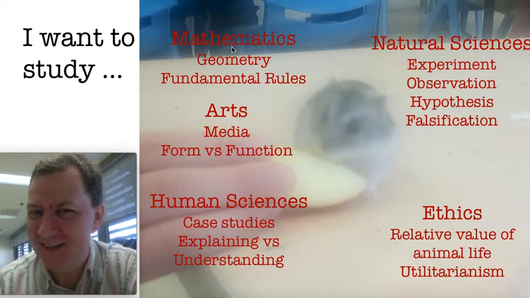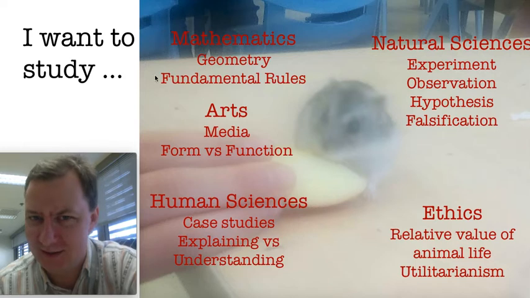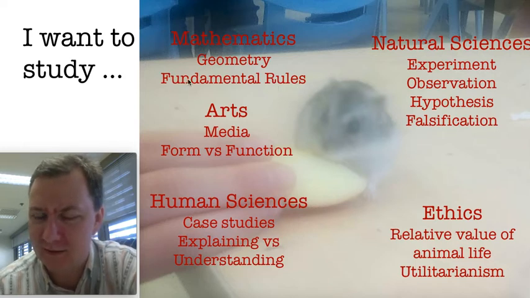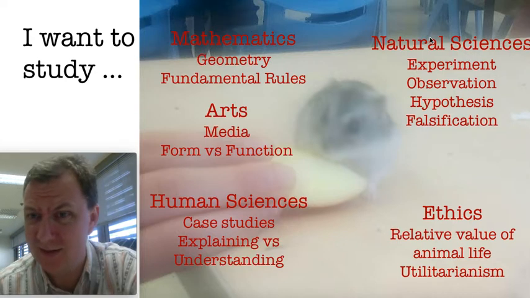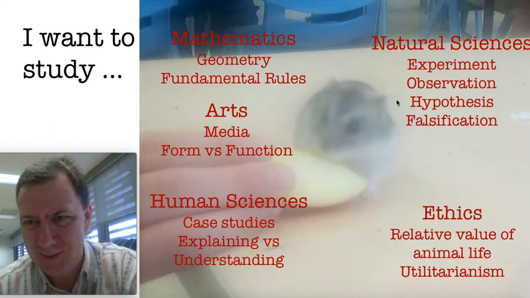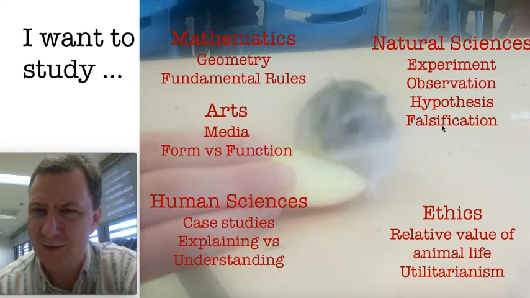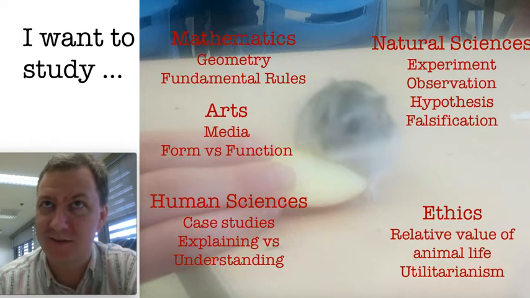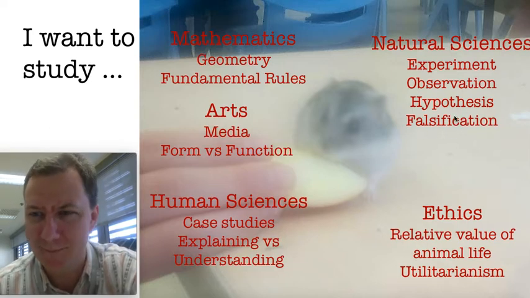so if you're studying mathematics, it's the area of geometry, and you've got to conform to fundamental rules. If you're studying natural sciences, you've got to experiment, observe, form a hypothesis, and your experiment has to falsify that hypothesis. I mean, you can't really prove yourself right, you've got to prove yourself not wrong. That's an interesting conversation to have at another time, falsification.